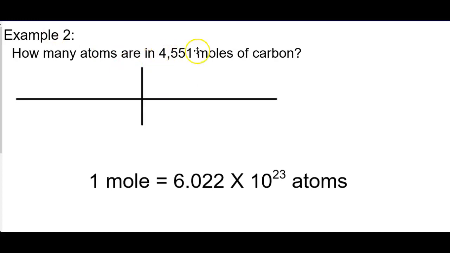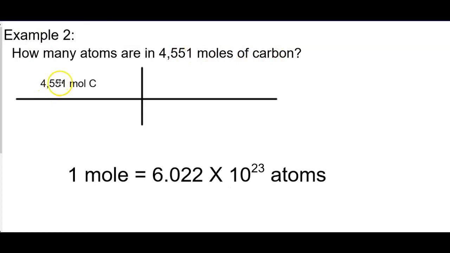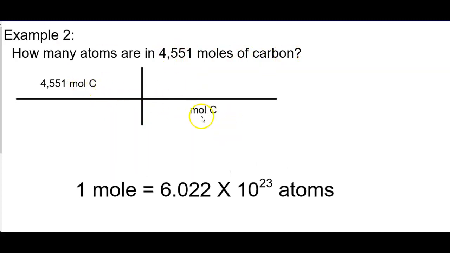So we're going to start with the number, unit, and formula that we're given. So 4,551 moles of carbon. Okay, and then we know we have to have the same unit down here, so it cancels. At the bottom, we have to have the same chemical formula and unit. So moles is my unit, C is my chemical formula, so moles of carbon, so they cancel.